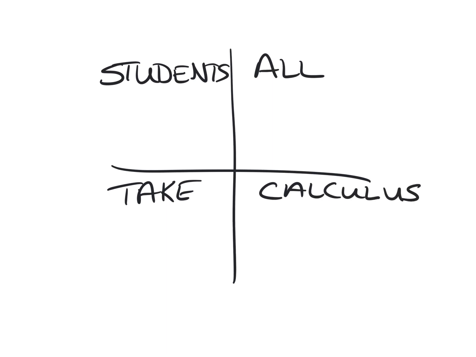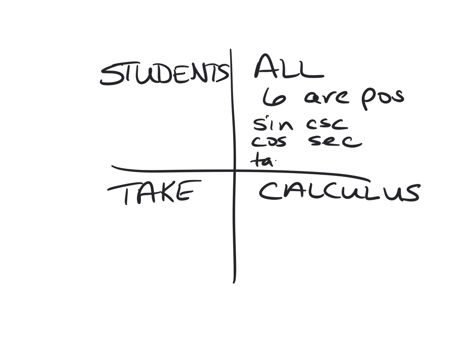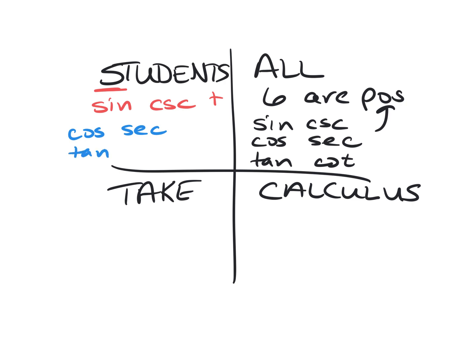So for here, all 6 are positive. So sine, its reciprocal, cosine, its reciprocal, and tangent and its reciprocal, these are all positive. Now over here, for the S in students, this is going to be sine and cosecant are positive, but cosine, secant, tangent, cotangent, these are going to be negative.